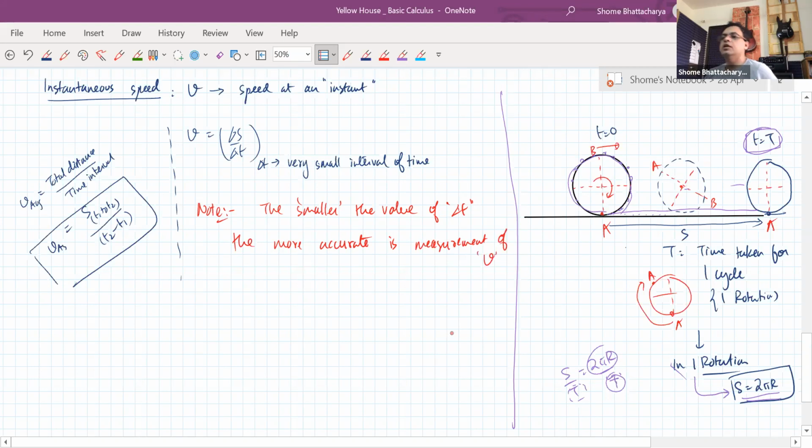of instantaneous speed. Okay, now you might have, for example, heard of the term speed gun. Have you heard of the term speed gun? Can you give me an example where it is used?